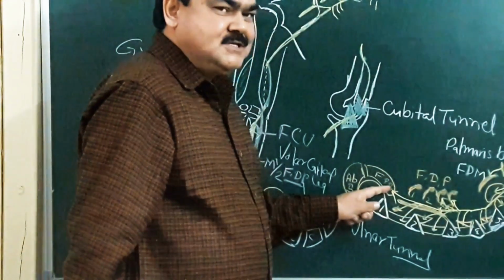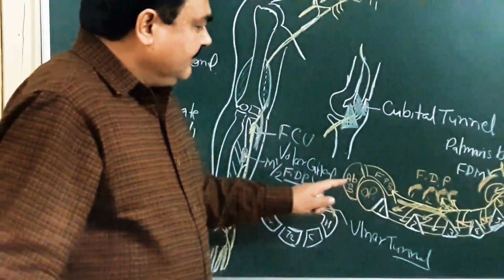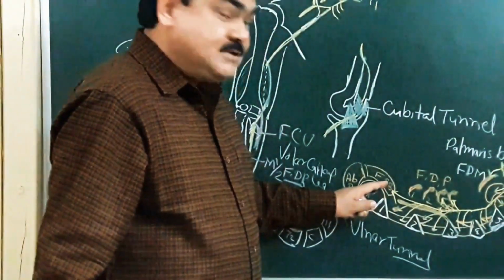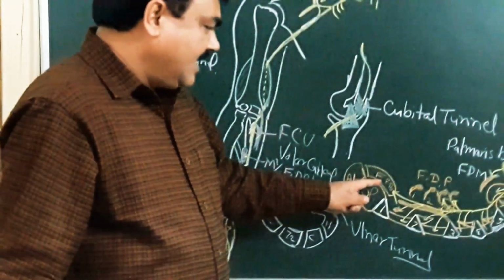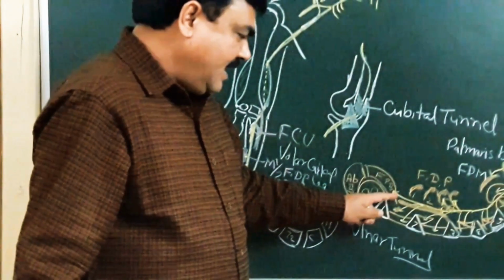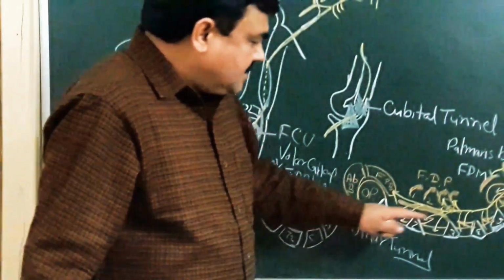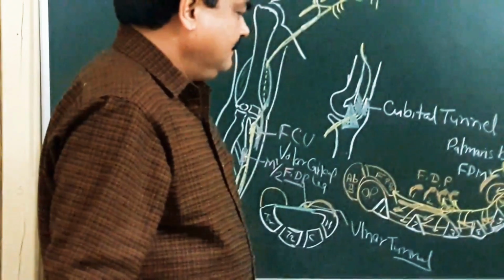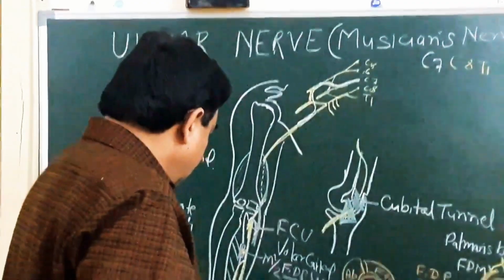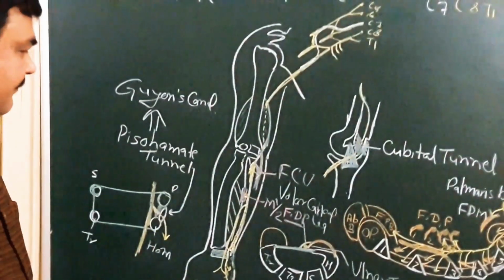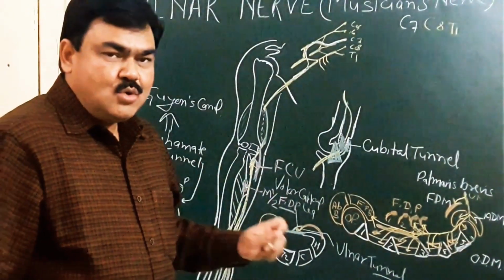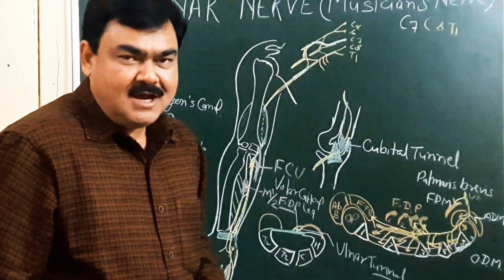Superficial head of the flexor pollicis brevis is supplied by the median nerve. Sometimes both the heads are supplied by the median nerve, but in some cases the superficial head is supplied by the median nerve and the deep head by the ulnar nerve. So these structures are supplied by the deep branch of the ulnar nerve. So this is the formation, course and relation of the ulnar nerve.